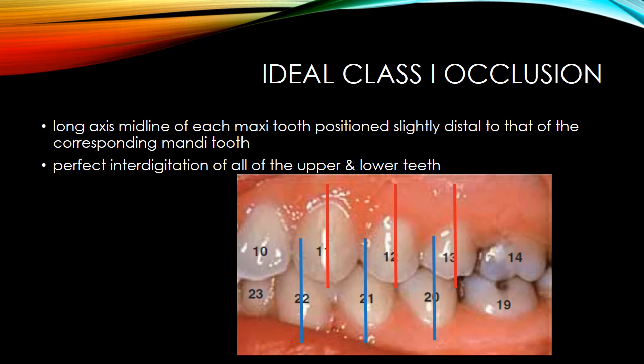Ideal class 1 occlusion also shows perfect interdigitation of all of the upper and the lower teeth. The long axis midline of each maxillary tooth is positioned slightly distal to that of the corresponding mandibular tooth. This is a class 1 canine relationship wherein the cusp tip of the maxillary canine coincides with the embrasure between the mandibular canine and the mandibular first premolar.